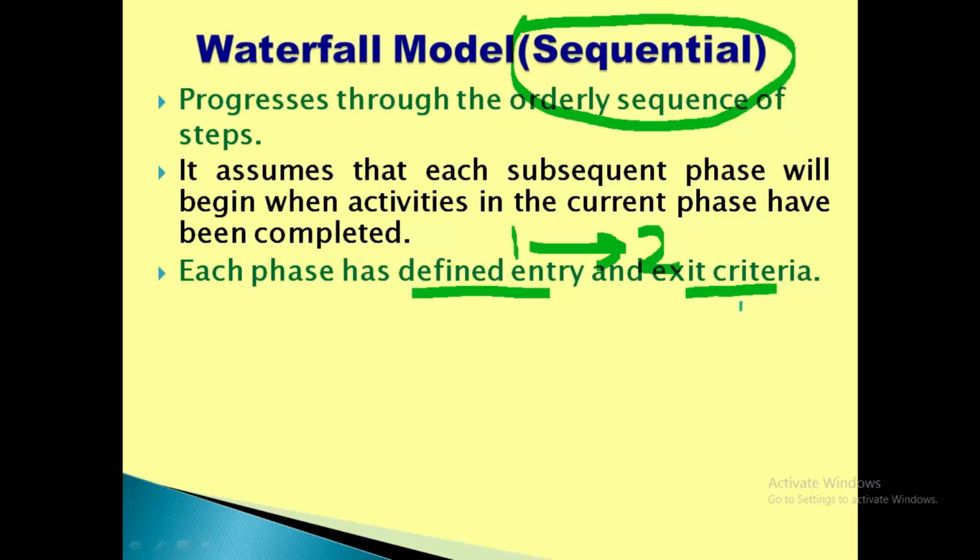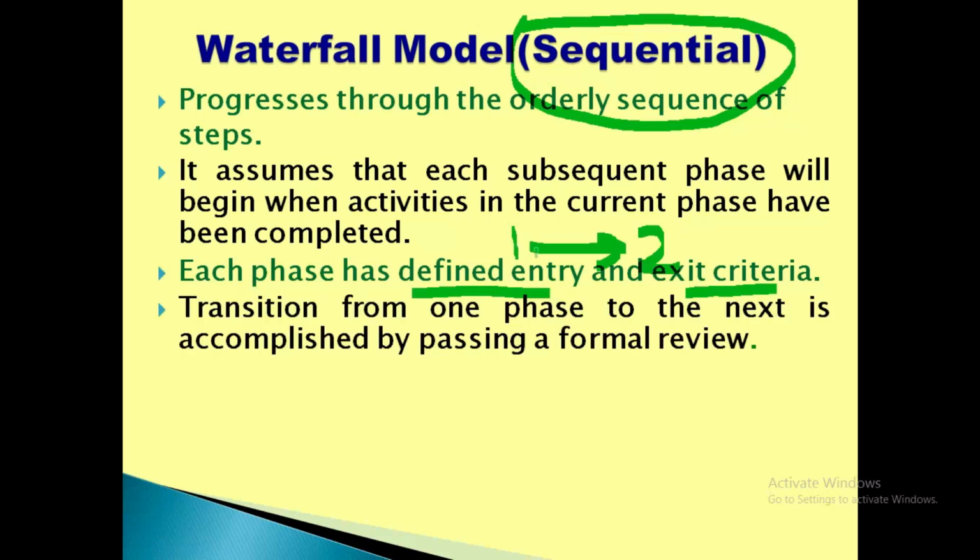That is the software requirement specification. Once it is generated, the entire work of phase 2 is done. Then only you can proceed and exit from phase 2. Now, transition from one phase to the next is accomplished by passing a formal review. This is a very important term, formal review. Do note this particular term.